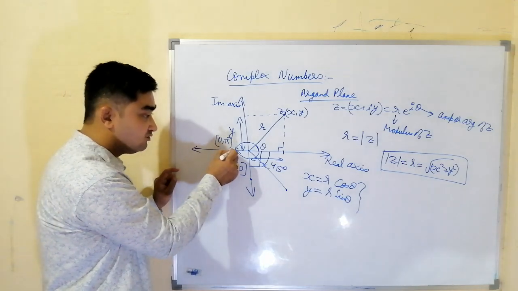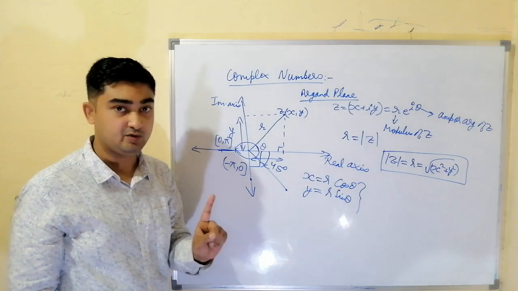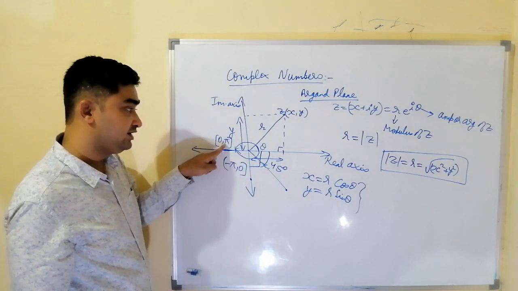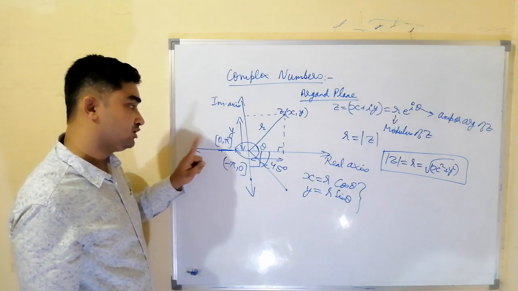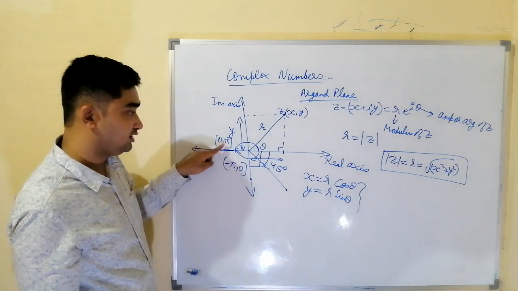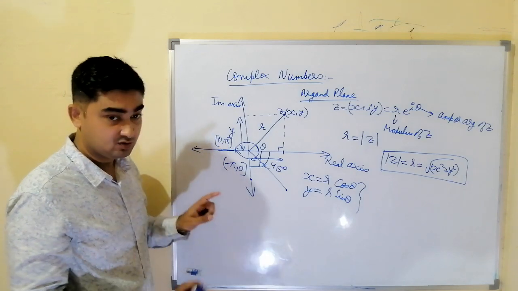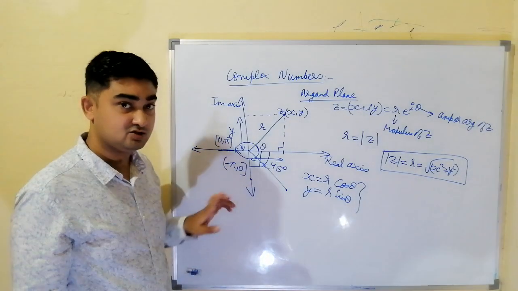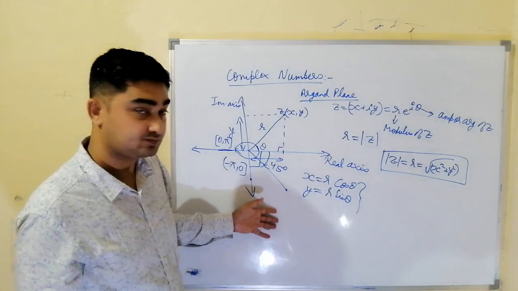Why? Because for any point on the negative side of the real axis, only one amplitude is required. Already we have pi to define this point. So we will not call it minus pi. For a point, only one angle is required, so we have given pi. Mentioning that theta is minus pi is not wrong, but it is not in standard form.